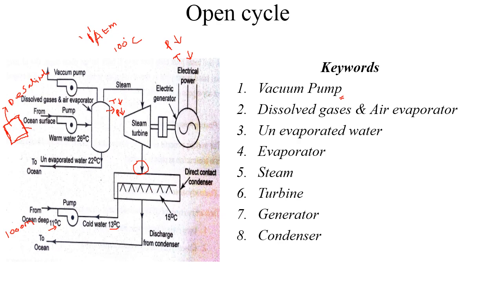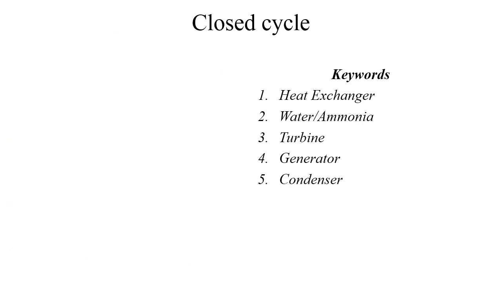Desalination process takes place. Before pumping the water into the evaporator, the process called desalination takes place, so that the salt will not corrode the steam turbine, the evaporator, or the devices which we are using. Okay, so let's move on to the next cycle.